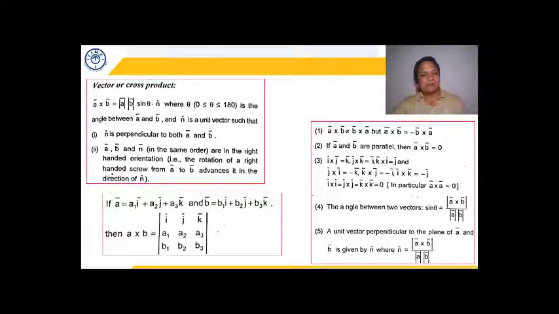And how do you find A cross B? If A vector is A1 i plus A2 j plus A3 k and B vector is B1 i plus B2 j plus B3 k, then A cross B is the determinant with first row i j k, second row A1, A2, A3, third row B1, B2, B3. And we solve this determinant. It comes in terms of i j k, so a vector quantity.